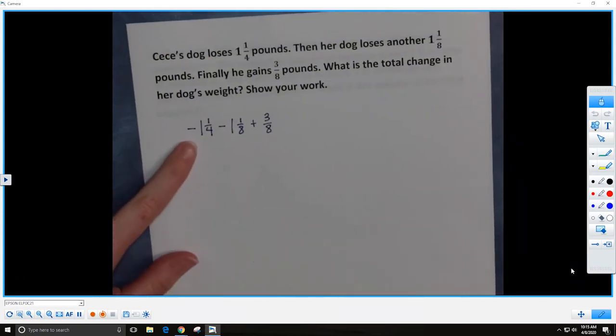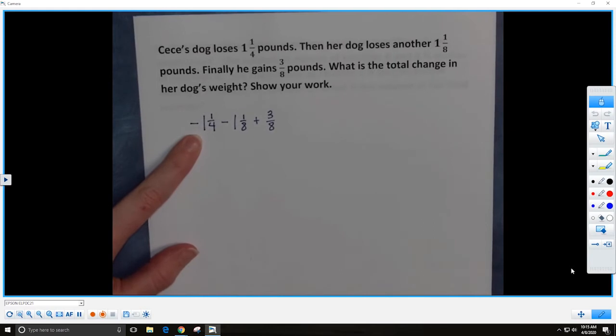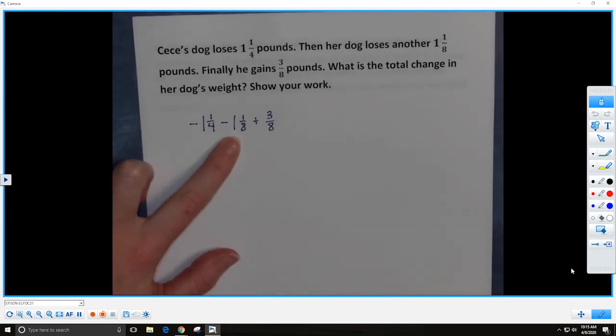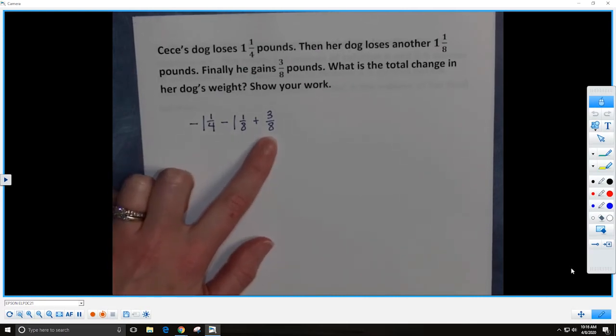Okay, why is this 1 1/4 negative? Right, because the dog loses 1 1/4 pounds. Why is this 1 1/8 negative? Right, because the dog loses another 1 1/8 pounds. And then why have we added a positive 3/8 here? Right, because the dog gains 3/8 pounds.